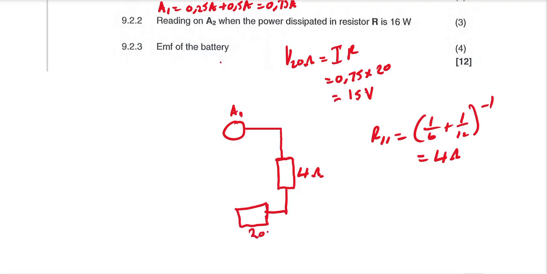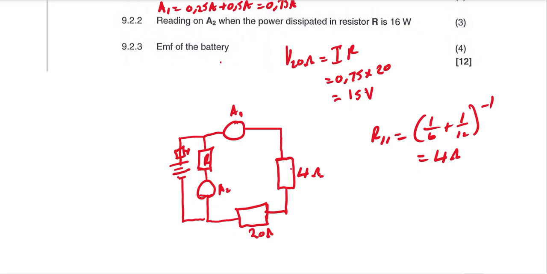That resistor of 20 ohm. And then it will split here. Here we have A2. And then here we're going to have resistor R. Here we have our battery, and then an internal resistor. Sorry for not drawing it. This is an internal resistor like this, our small r.